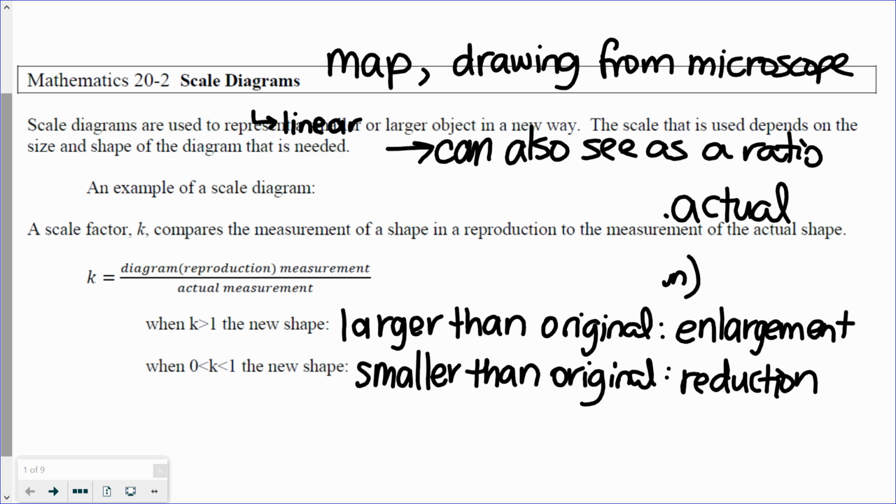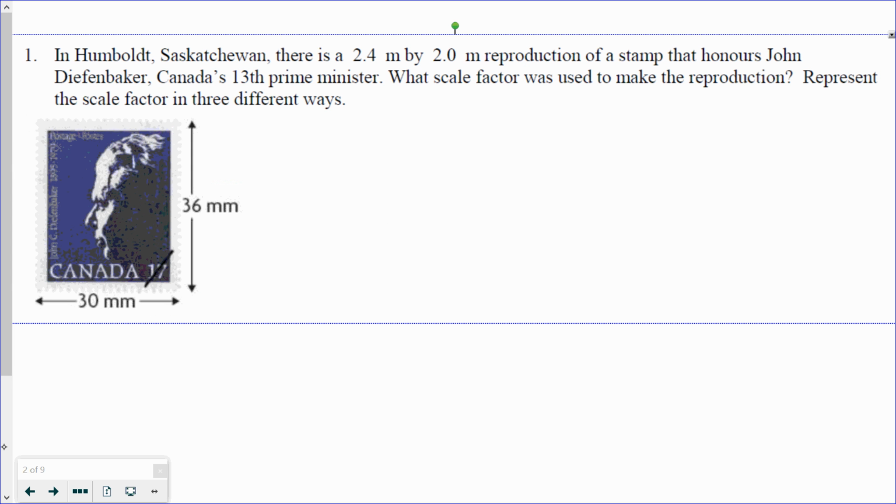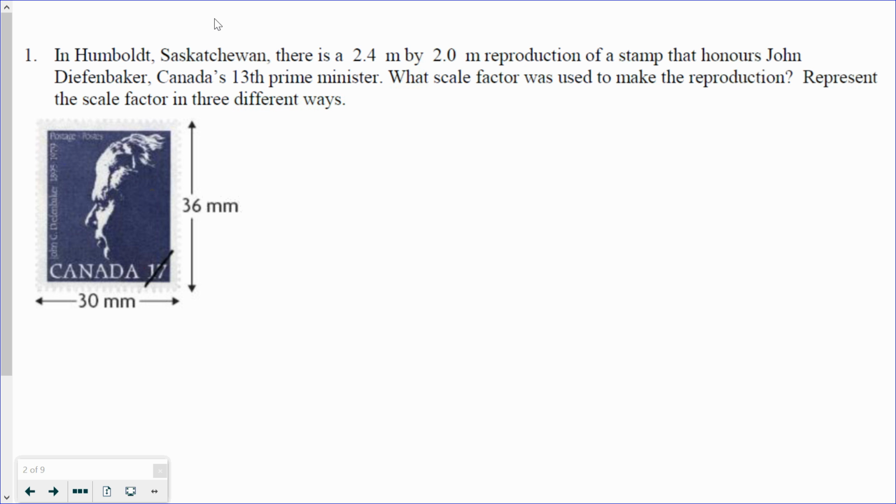So let's look at some questions. In Humboldt, Saskatchewan, there is a 2.4 meter by 2 meter reproduction of a stamp that honors John Diefenbaker, Canada's 13th Prime Minister. Look at us doing social studies and math. What scale factor was used to make the reproduction?